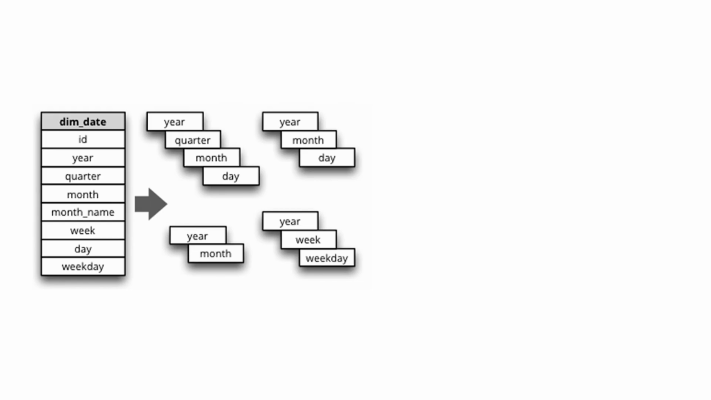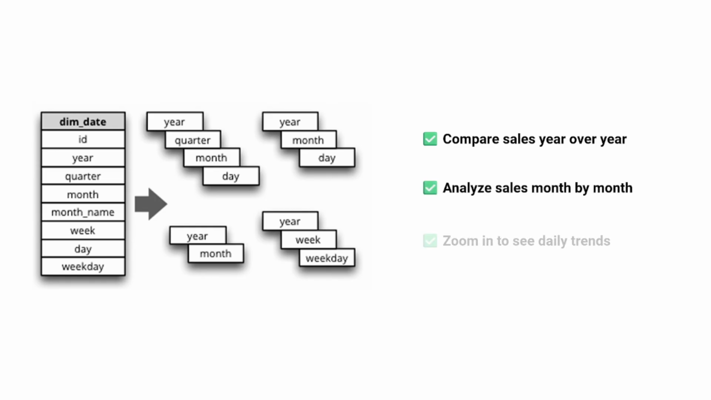Now, instead of just seeing the total sales number, you can compare sales year over year, analyze sales month by month, zoom in to see daily trends. This allows businesses to spot patterns, like seasonal trends, slow months, or peak shopping times.